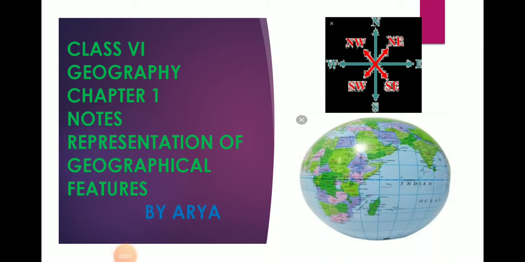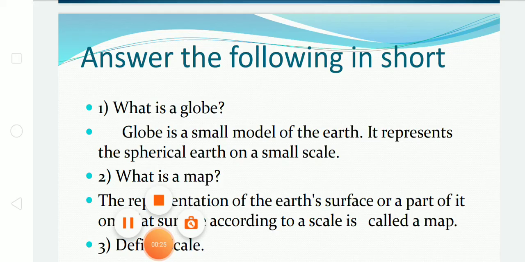Hello everyone. Today I made this video for explaining the notes of class 6th geography chapter 1, representation of geographical features. In this video we'll see all the short and long answers and other exercises of our textbook. So let's start the video. Let's start with the short answer questions.